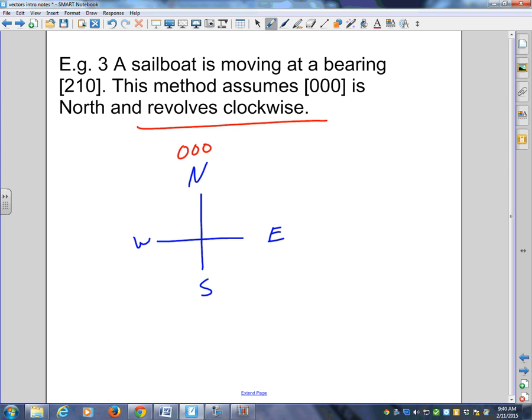I like to use the convention of putting them in square brackets, but I think that's just a Bennett thing. We're moving clockwise. So this east is going to be 90 or 090. South is going to be 180. And west is going to be 270.